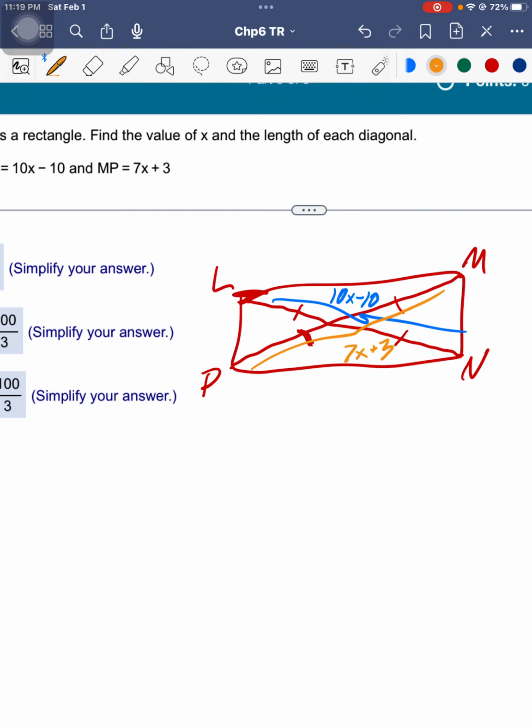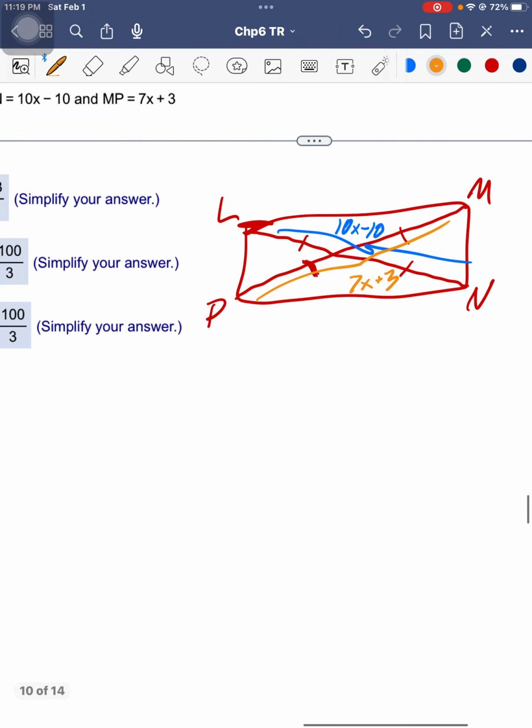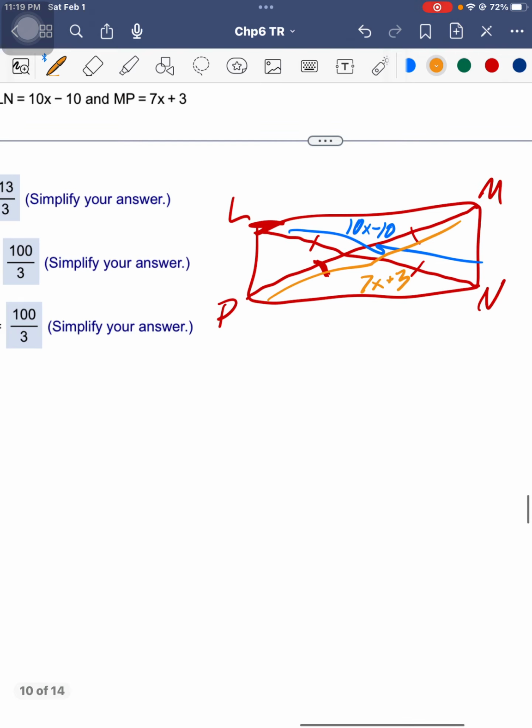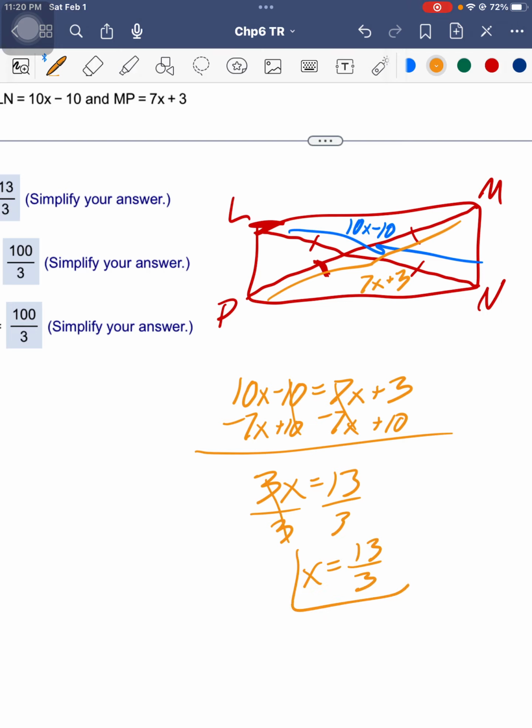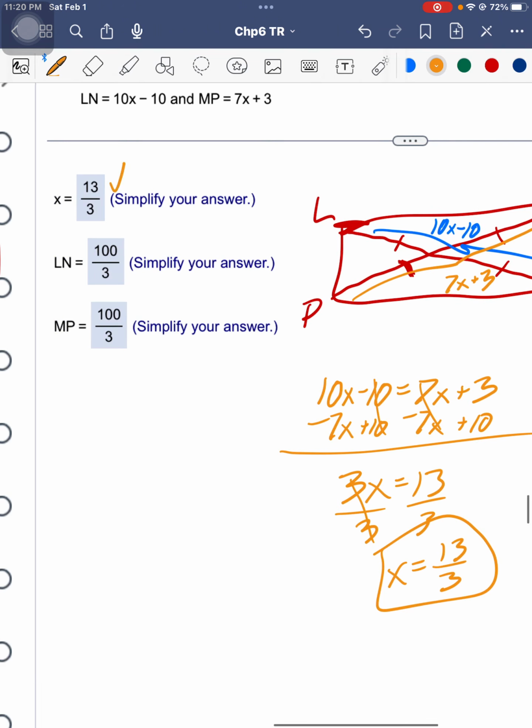So let's make them equal to each other, right? Because the diagonals are equal to each other. The diagonals are congruent. So 10x minus 10 is equal to 7x plus 3, minus 7x, minus 7x, plus 10, plus 10. 3x is equal to 13. So x is 13 over 3. Okay. 13 over 3, perfect.